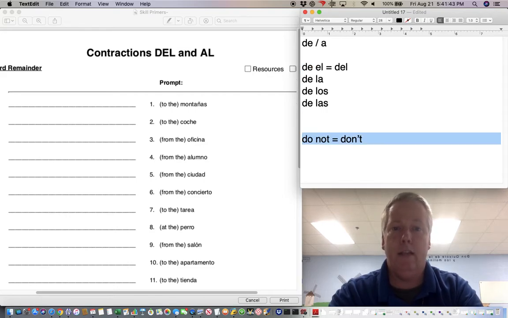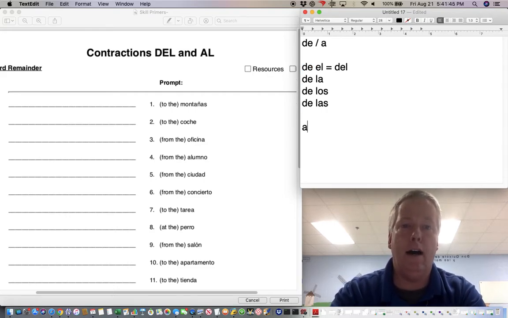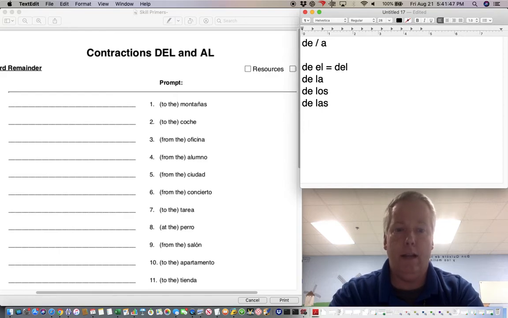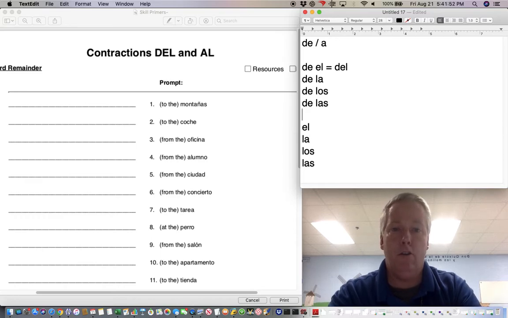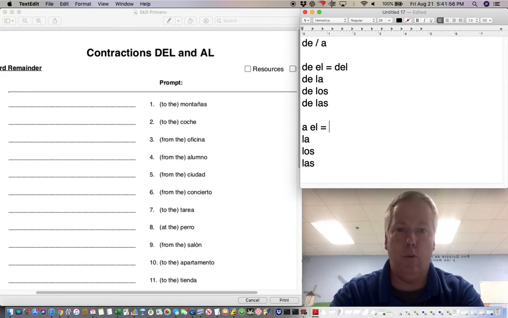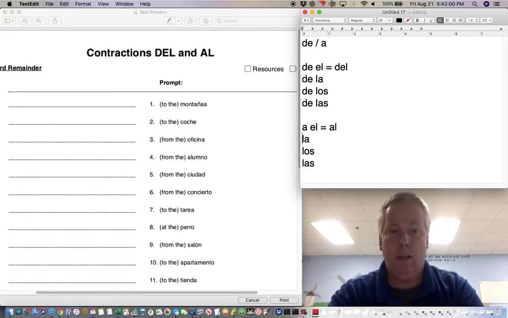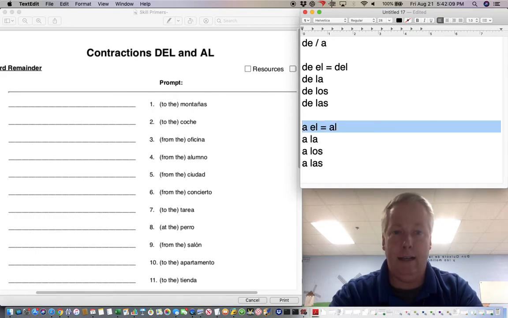Okay. Same thing for the word a, meaning at. So we have el, la, los, and las. You are not allowed to have a el next to each other. If you have those two words, you have to instead write al. You are allowed to have a la, a los, and a las. You are simply not allowed to have a el. If you encounter a el, you have to write al instead.